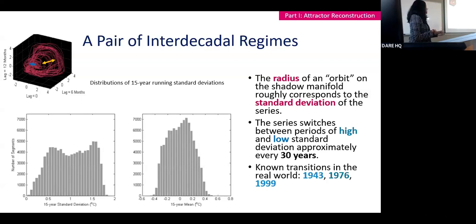And if you look at just the distribution of 15-year standard deviations and means, you can see that those standard deviations are nicely bimodal. So you really capture those two regimes in the standard deviation. You don't capture it so much in the mean. And this actually matches up with something we've observed in reality. We've seen periods of low and high ENSO activity that last for a few decades, and they do switch between these two types of behavior.